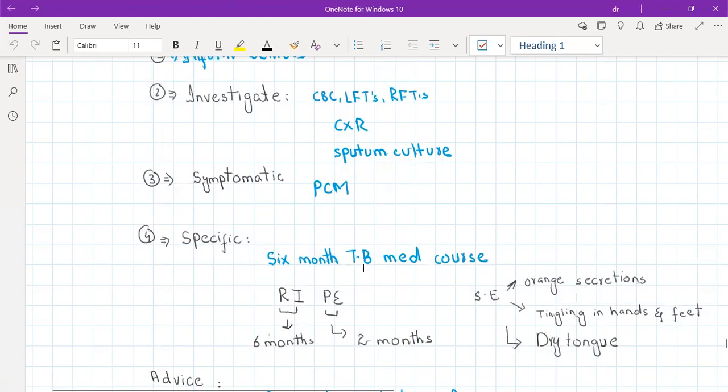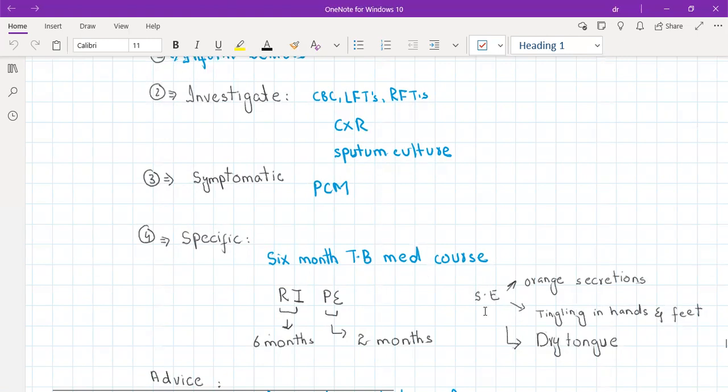So you will tell the patient that I will give you some medications that will work against the TB bacteria, but unfortunately you have to take them for 6 months. For the first 2 months you will take 4 different medicines. They're basically 4 different medicines combined in a single tablet, and for the next 4 months you will use 2 medicines.